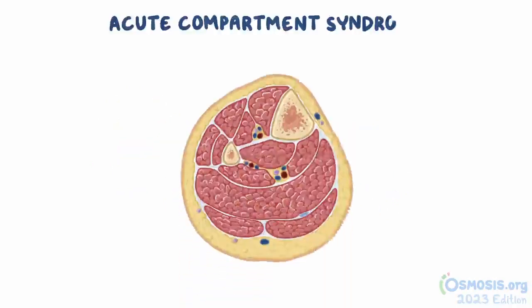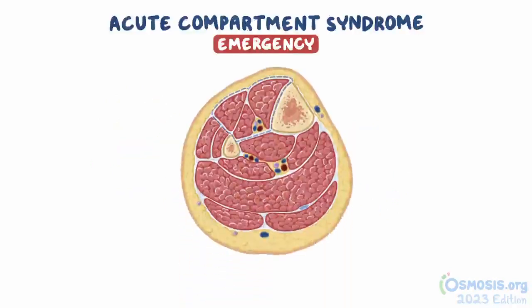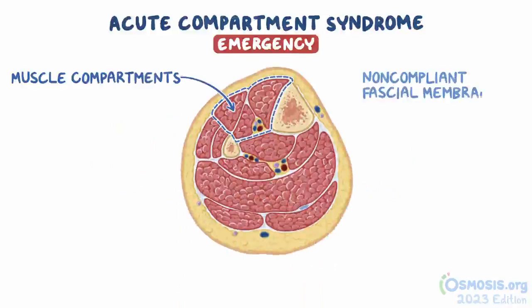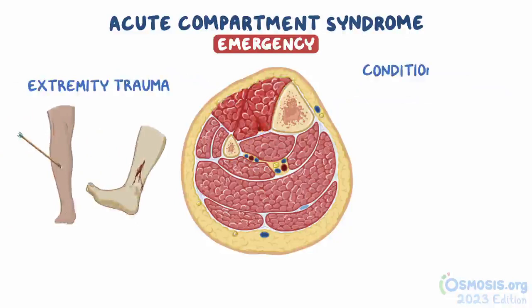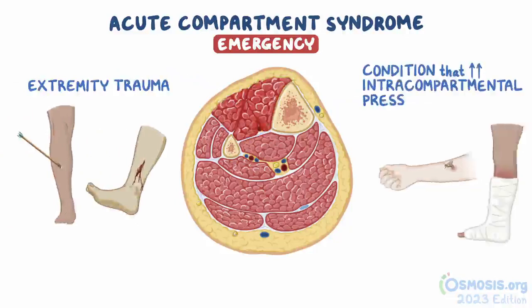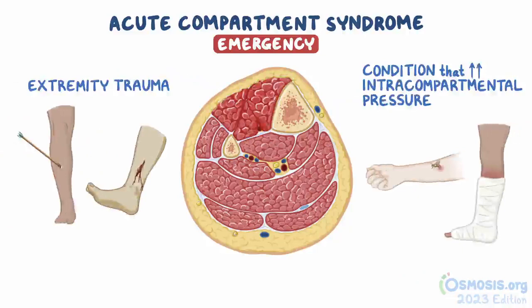Acute compartment syndrome is a surgical emergency that occurs when muscle compartments, which are bounded by non-compliant fascial membranes, have an increase in pressure, causing tissue ischemia. Although it's usually associated with extremity trauma, any condition that increases intracompartmental pressure can lead to compartment syndrome.